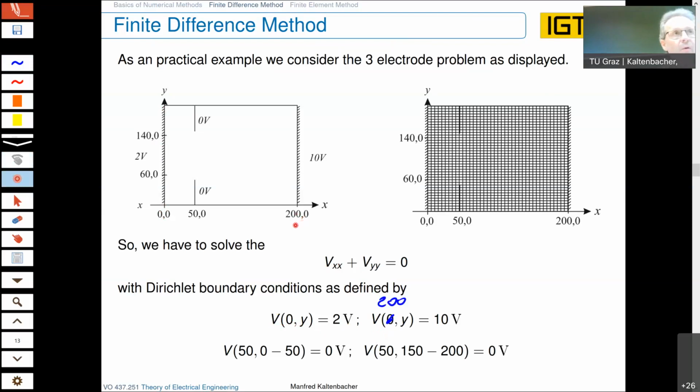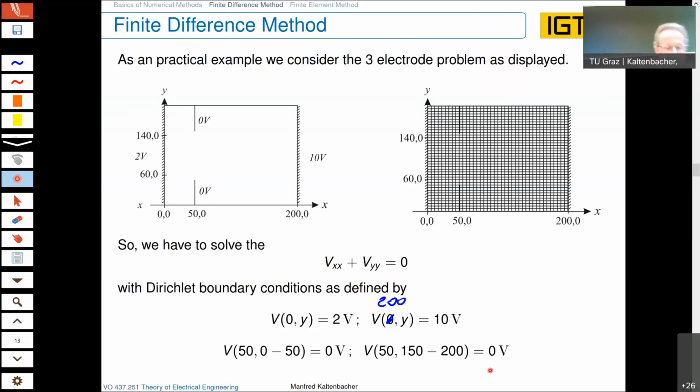Could be millimeter or centimeter or meter, it's up to us. But at x position 200, along this line, V is equal to 10 volt. And then we have, at the x position 50, from y equals 0 till 50, V equal to 0, and from 150 to 200 in the y coordinate, we also have 0. So this is the definition.